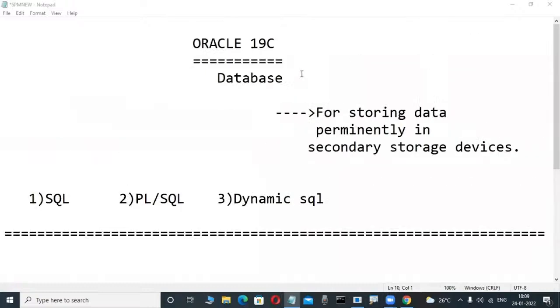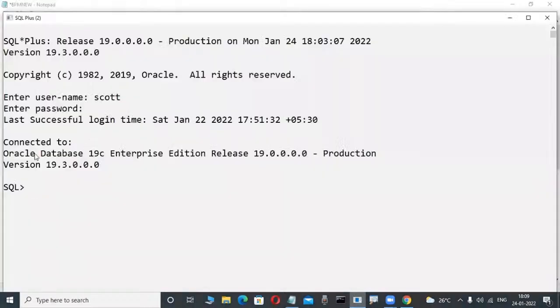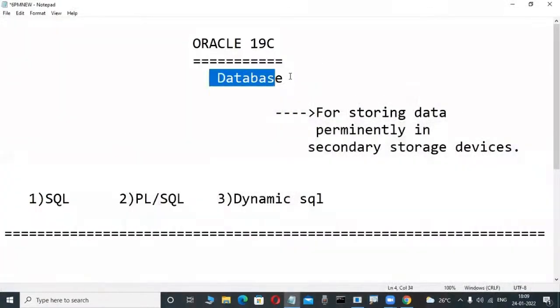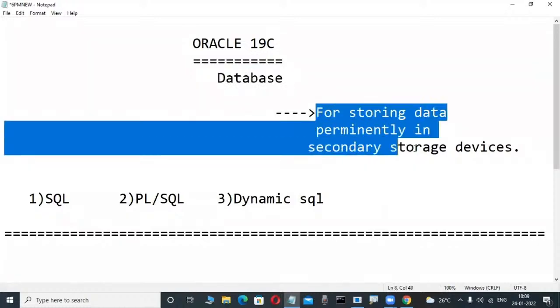Concentrate here. Anybody who did not attend the previous classes, don't worry. Simple. Oracle is a product from Oracle Corporation. 19c is a version. This Oracle is a database product. This is from the previous class notes, just for an idea, for newcomers. What is the purpose of a database product? It is for storing data permanently on a hard disk.